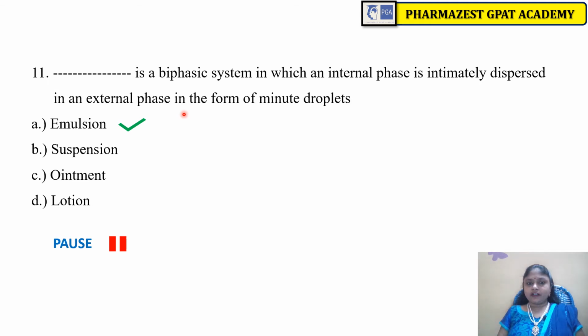Okay, so in suspension it is an insoluble drug which is suspended in a liquid medium, whereas in emulsion, a biphasic system, there are two liquid phases, one is an internal phase and another one is an external phase. So the internal phase is dispersed in the external phase.